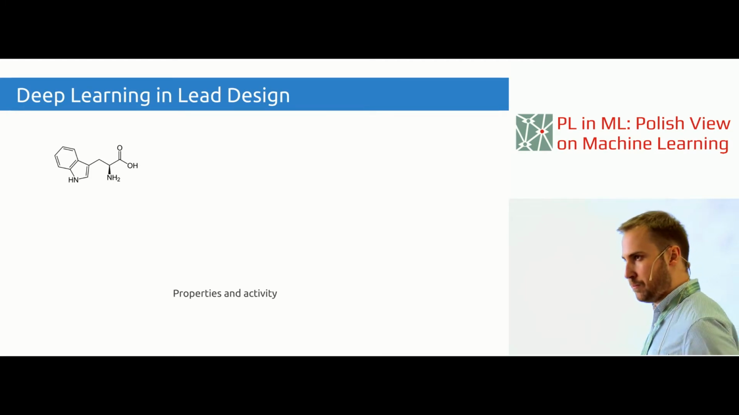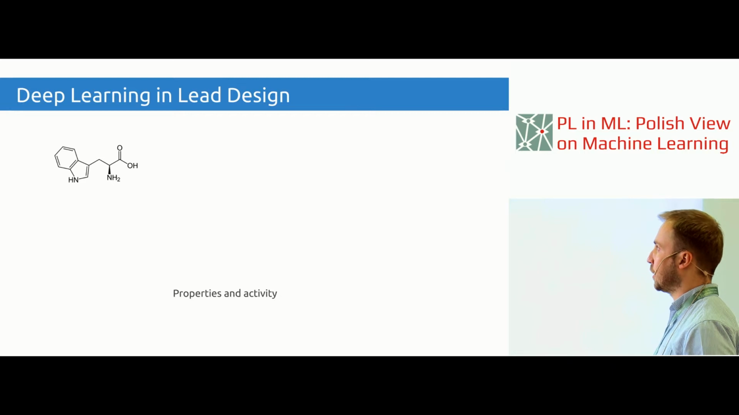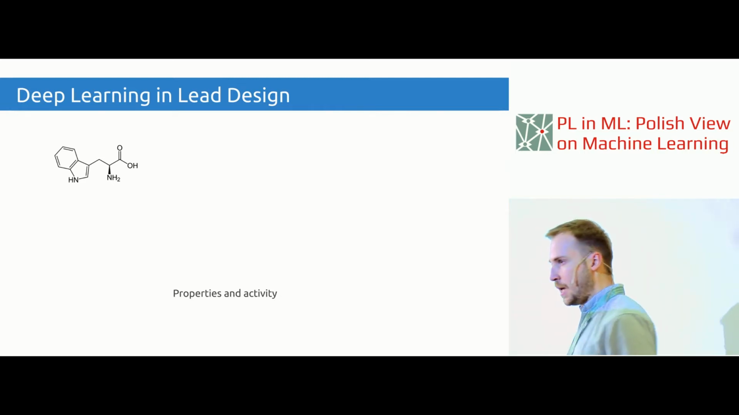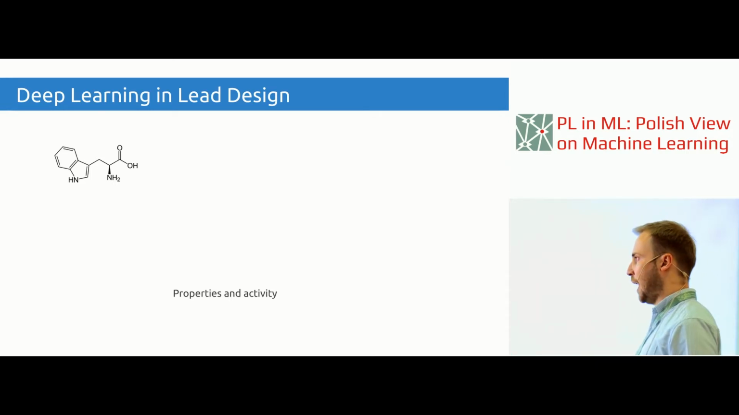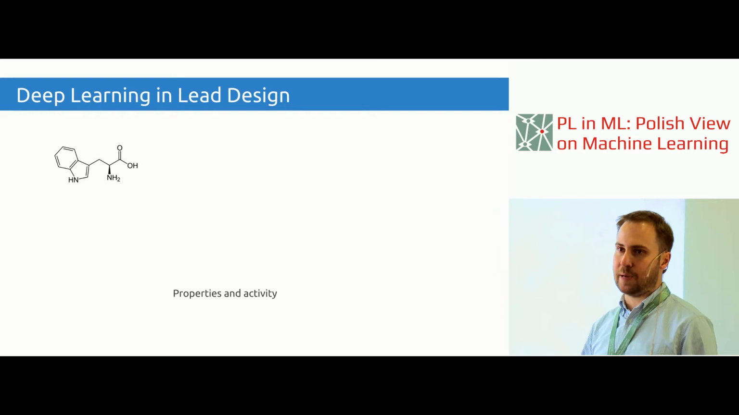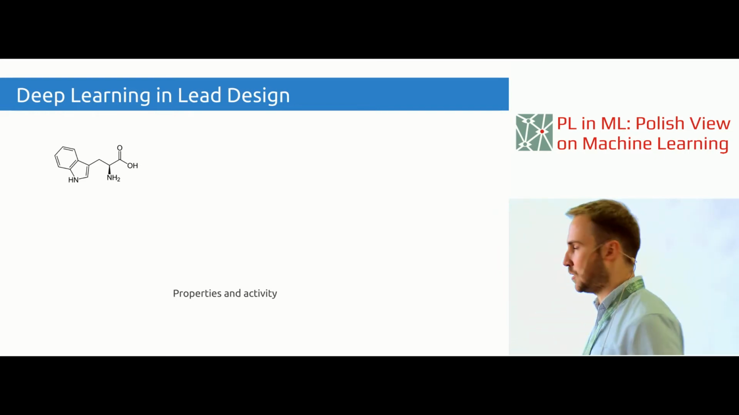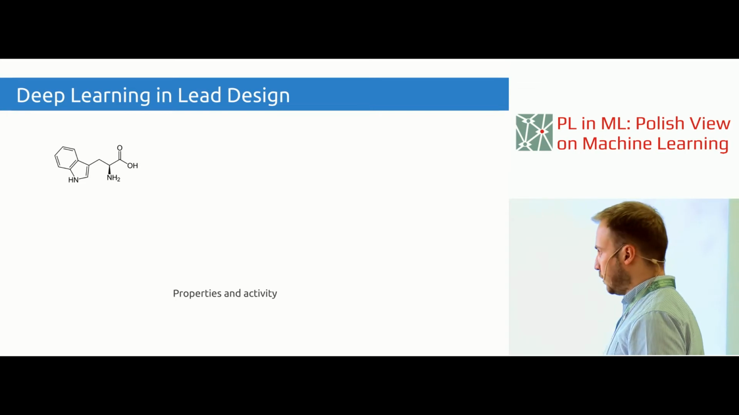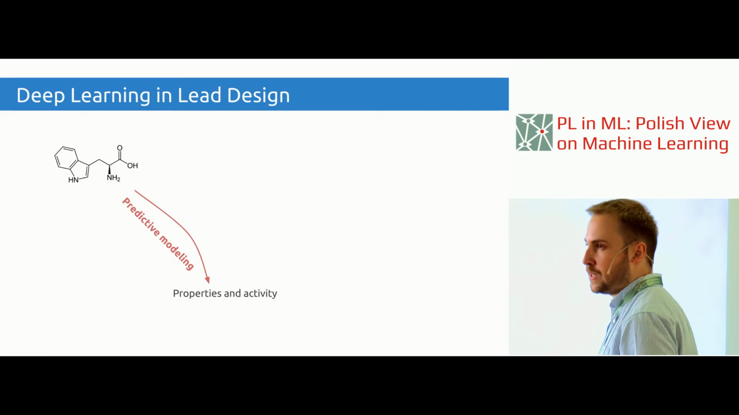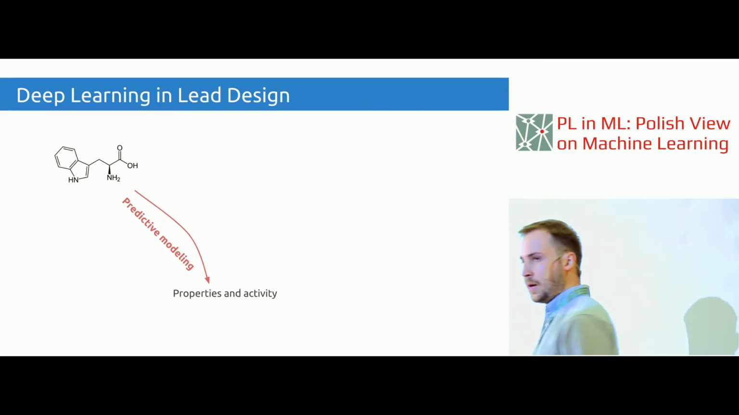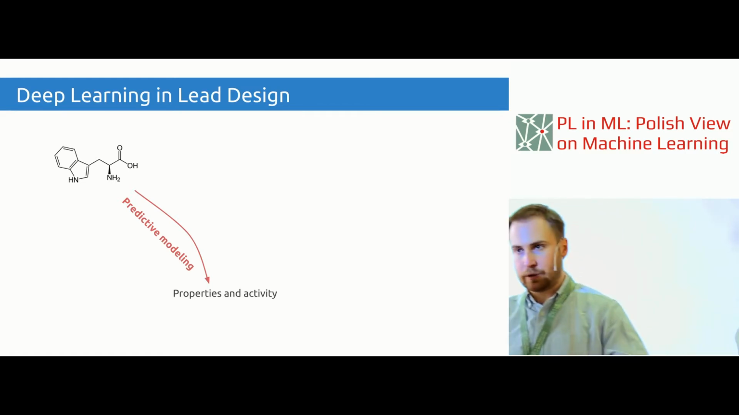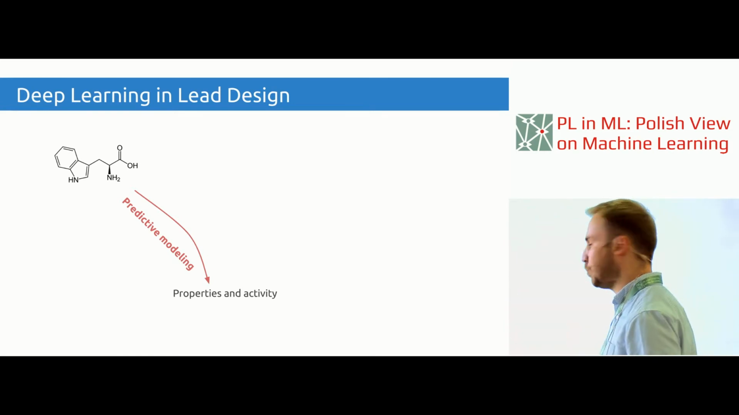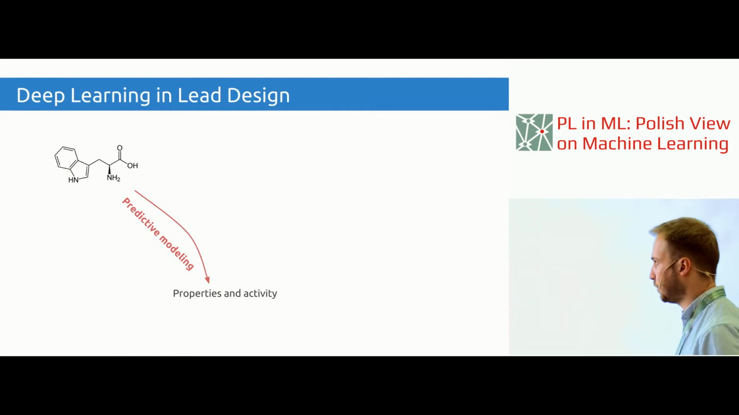Okay, just to give you a brief introduction to how deep learning can be applied to lead design, let's imagine that on the one side you have a molecule, and on the other side you have some properties and, for example, activity against a specific target. So what you can do is apply machine learning to do predictive modeling. Taking a molecule as the input, you would like to predict some properties that are normally measured in the lab, or to predict the activity against a specific target.